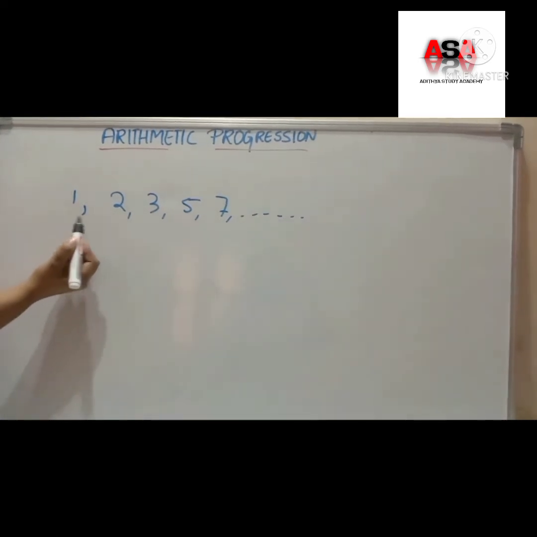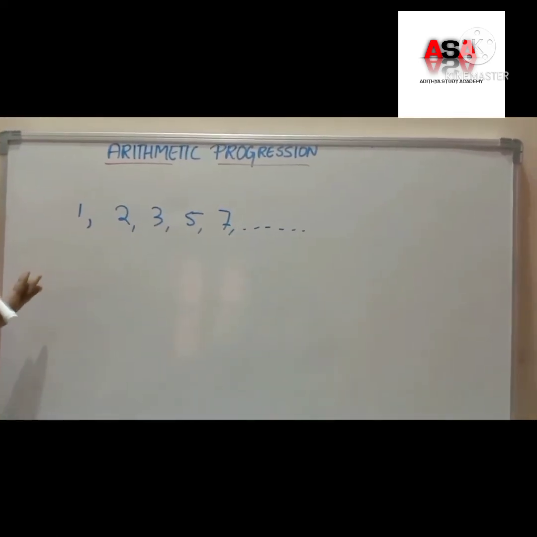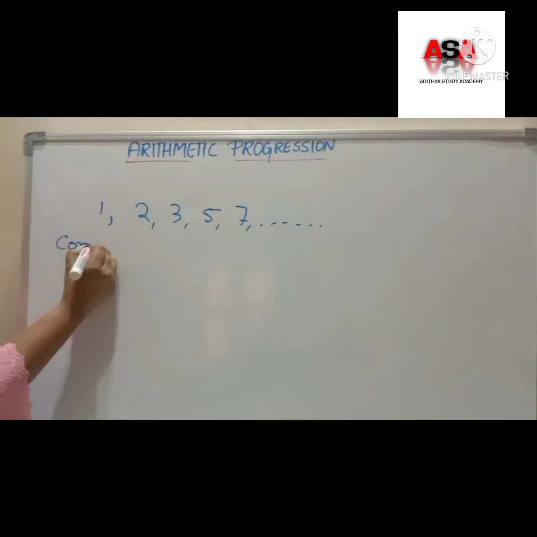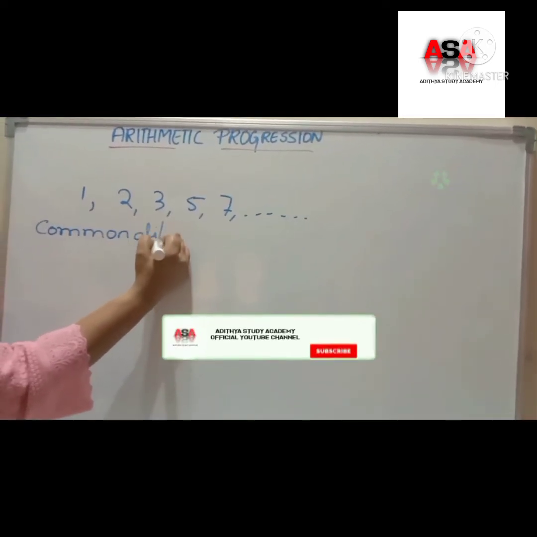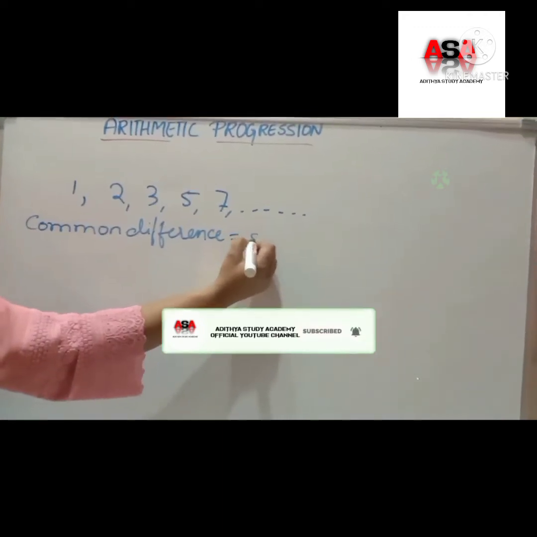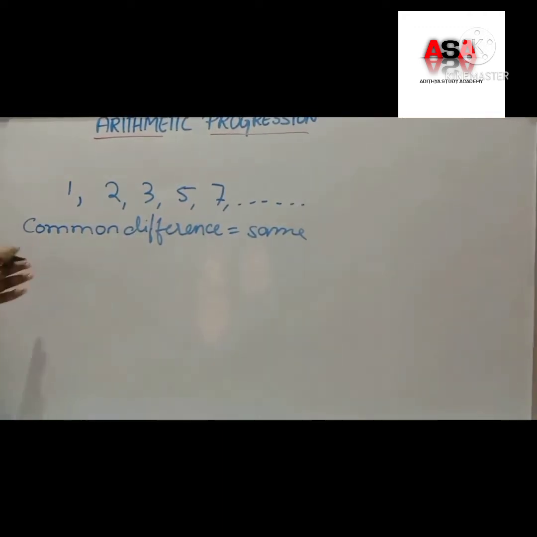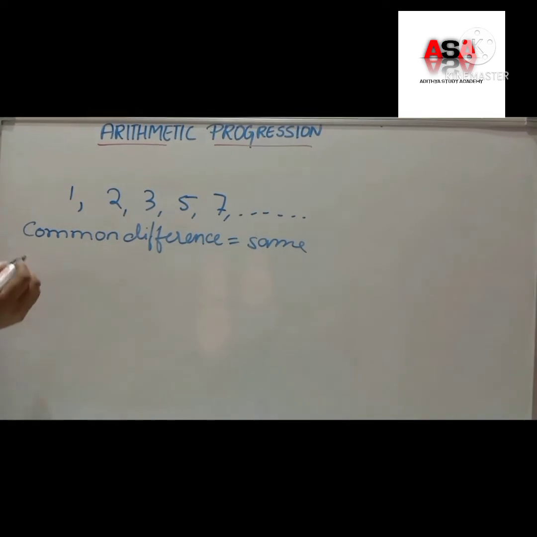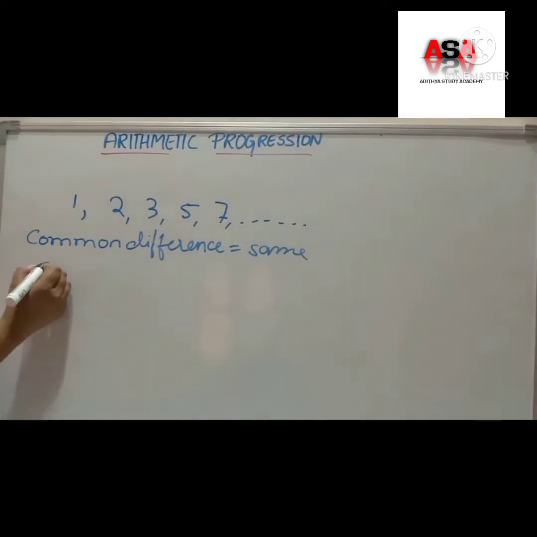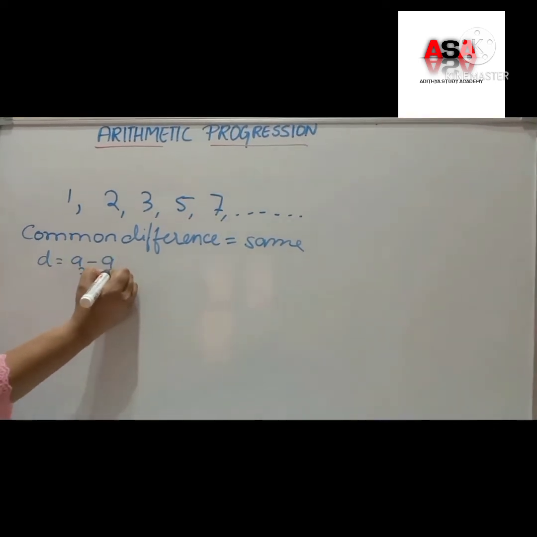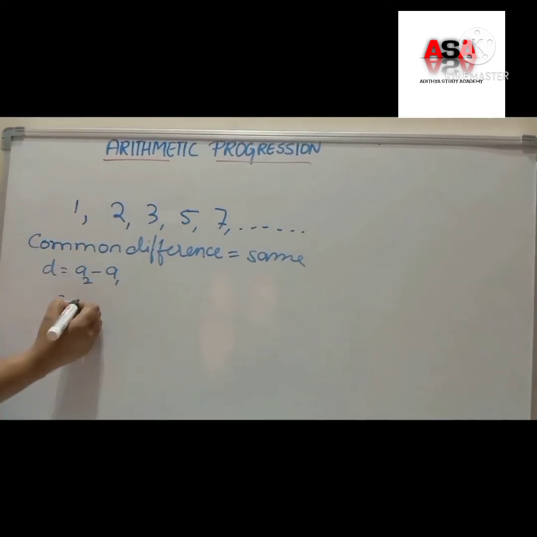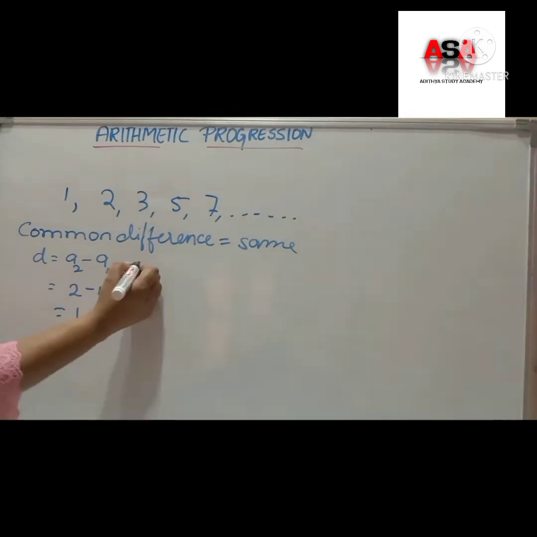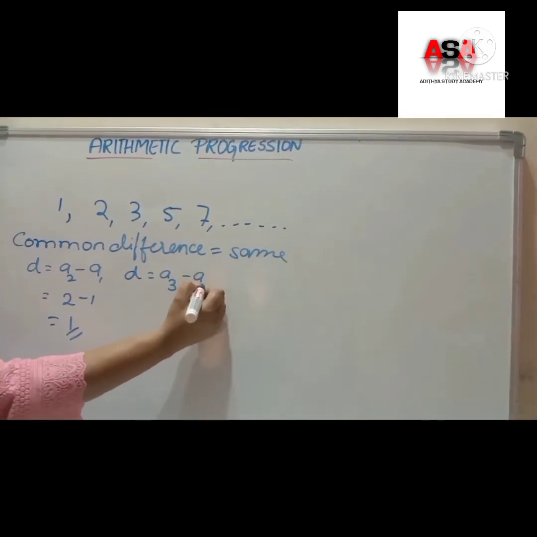I have taken one more example, that is 1, 2, 3, 5 and 7. Let us see if it is an AP or not. For an AP, what should it be? The common difference should be the same, right? For a list of numbers to be an AP, the common difference should be the same. So let us check if this list is an AP or not. How do we find the common difference? D is equal to A2 minus A1, right? What is A2? 2. What is A1? That is 1. So 2 minus 1 is 1. Next again, D is equal to A3 minus A2.